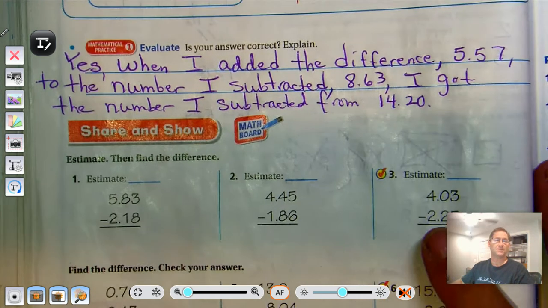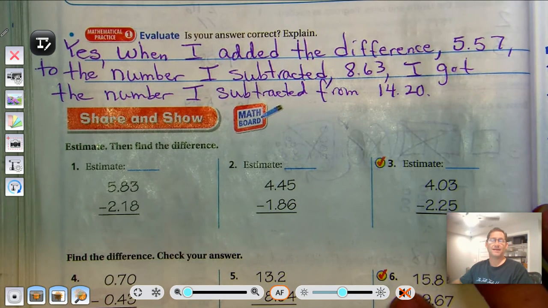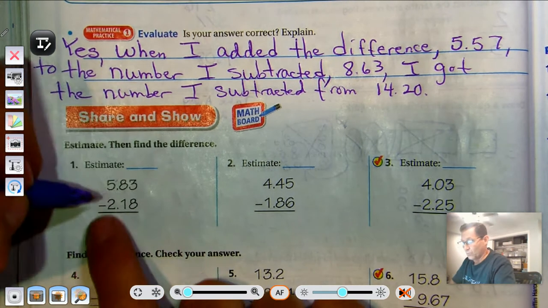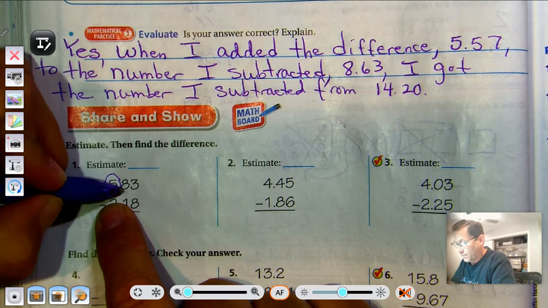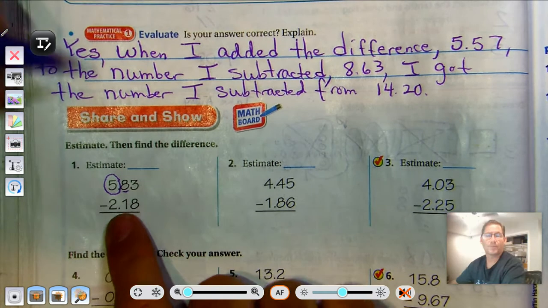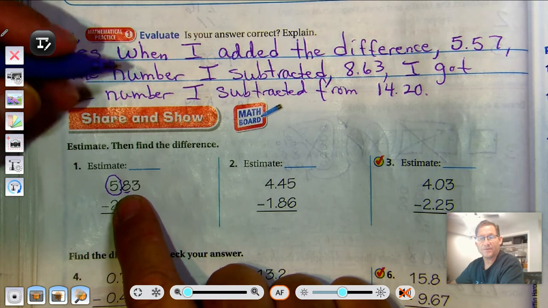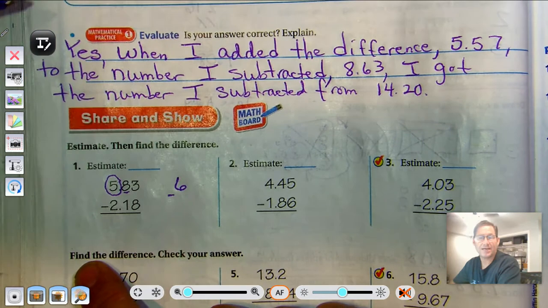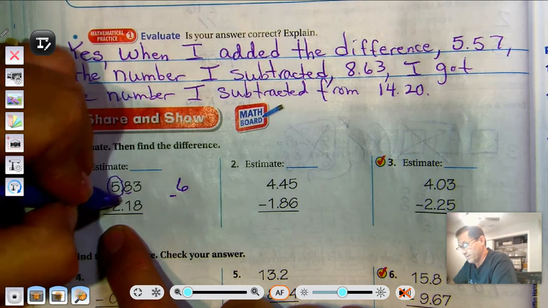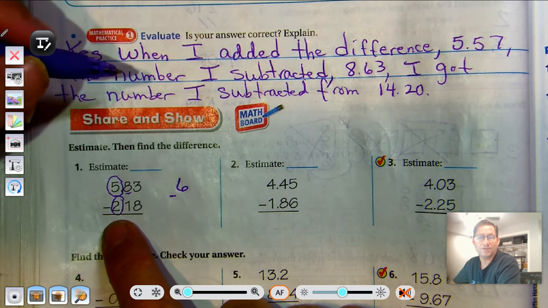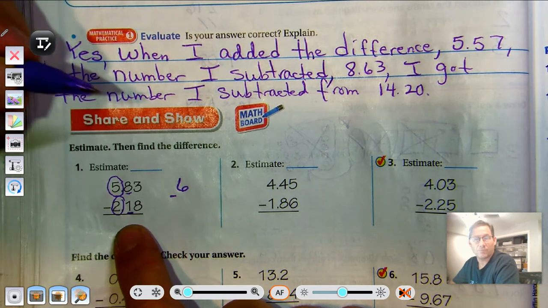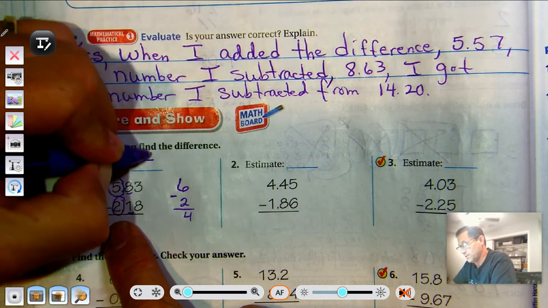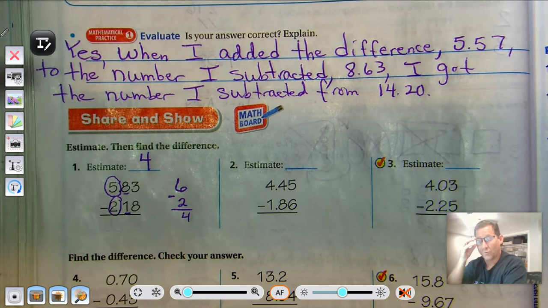All right, let's go ahead and practice. Estimate, and then find the difference. So if we round to the nearest 1, the digit to the right of the 5 is greater than 5, so let's add 1 to the ones place. So 6 take away, if we're going to round to the ones place again, we have 2, 1 is to the right, that's less than 5, so let's keep it the same. So 6 take away 2 is 4. So we should expect an answer close to 4.